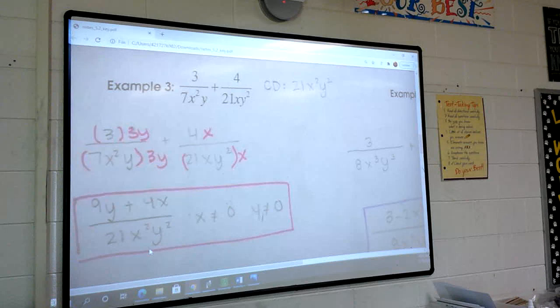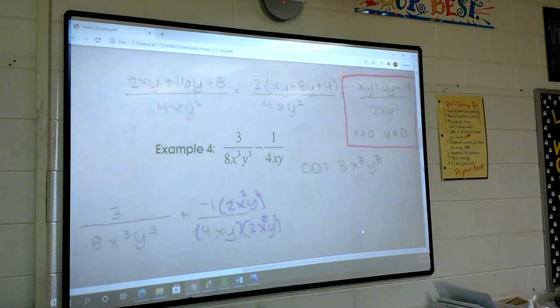Once you get it, it's really not super difficult. You just have to figure out the least common denominator and then multiply by what it's missing. All right, let's go to the last one, number 4.